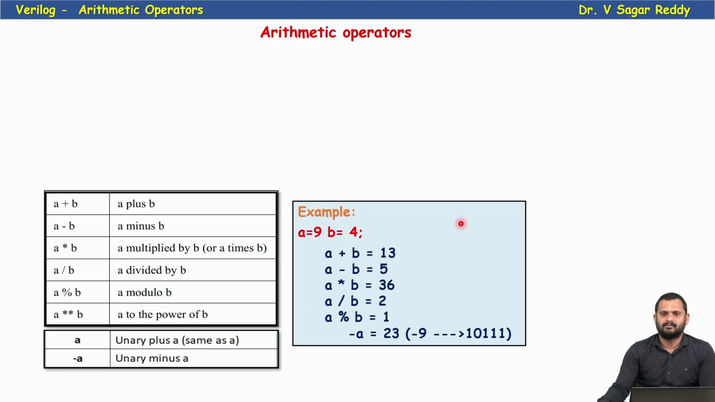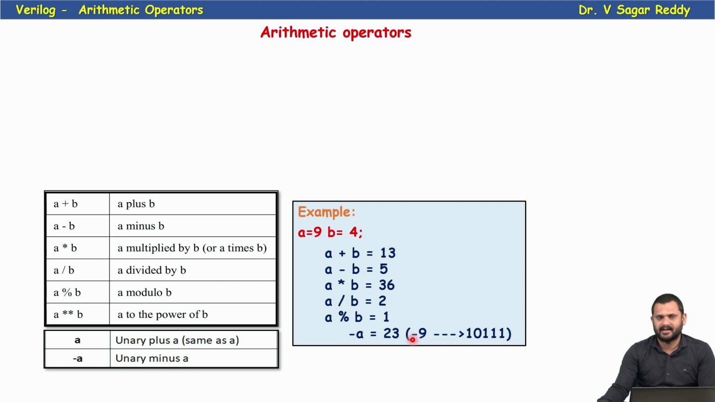Now let's see an example. Assume that a is equal to 9 and b equal to 4. a plus b is 13. a minus b is 5. a times b is 36. a divided by b gives the quotient, 9 by 4 gives quotient 2. a modulo b gives the remainder. The unary minus a means minus 9.